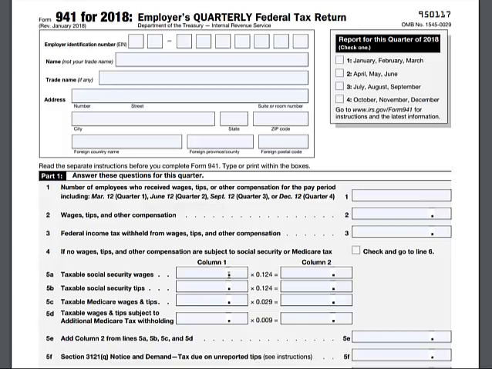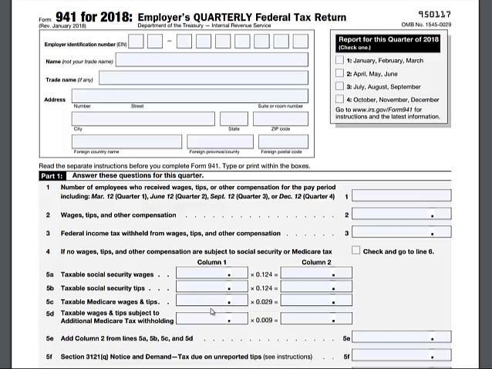Line 5A. Here we list the amount of wages subject to Social Security tax. Keep in mind the earnings limit on Social Security. We're only going to enter the wages that were actually taxed for Social Security. And also look that we're reporting both the employer and the employee portion at 12.4%. It goes here. On line 5B, we'll list any Social Security tips we might have. We're probably not going to be using this line in our problems.